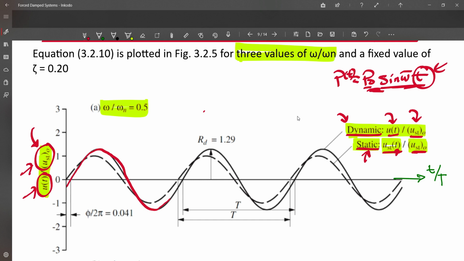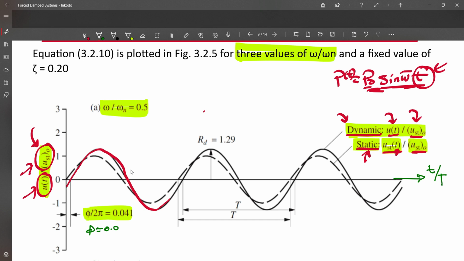When we do this, we find that the solid line has a difference on the horizontal axis, as you can see, and it is measured here: phi over 2 pi equal to 0.04. What is the meaning of this? This means that phi is going to be almost 0, right? The phase angle is almost 0. They are similar, so we say they are in phase.